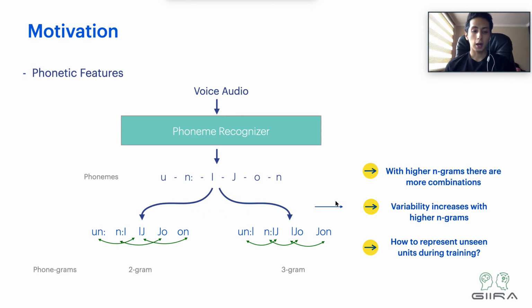However, in this way, we are creating a lot of combinations, a lot of phoneme combinations, and increasing the variability as well as dispersion in our database. In this way, the system will face a lot of phonograms that did not arise during training, causing these units to be ignored or represented in an inefficient way. So, for these reasons, in this work, we focus on representing these units in a better and efficient way for the LID task.